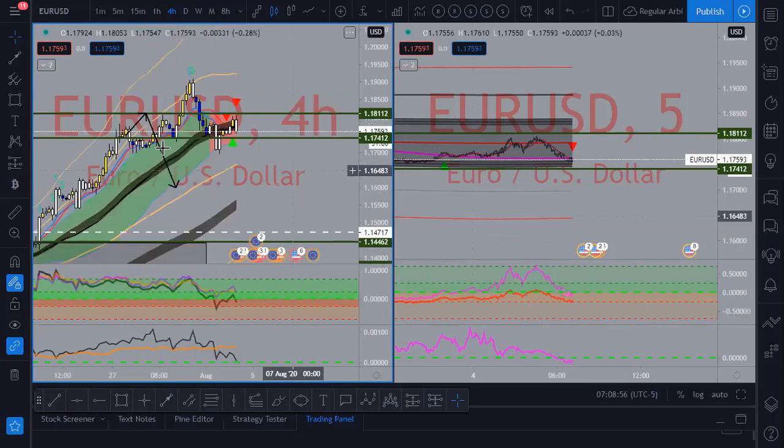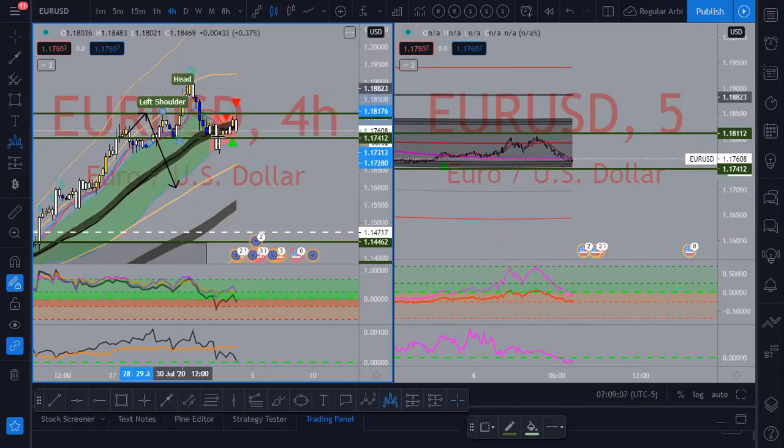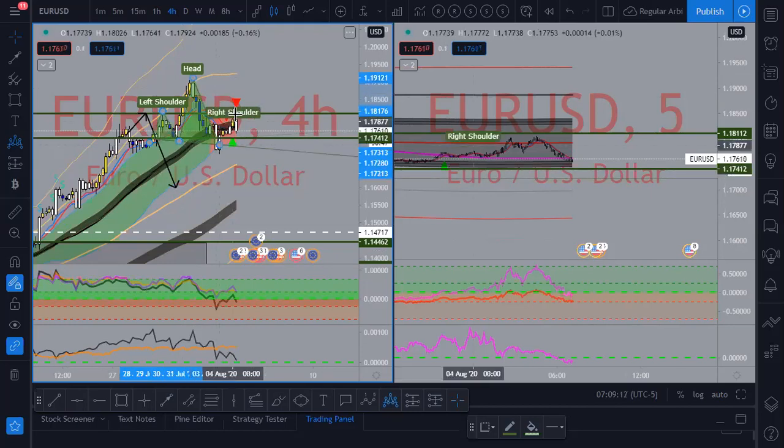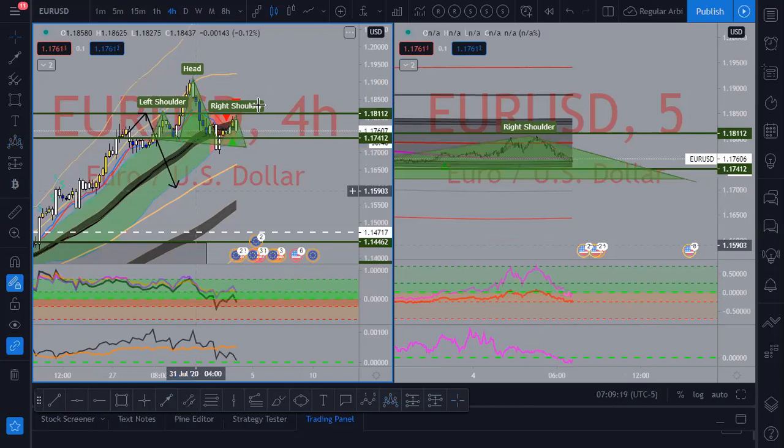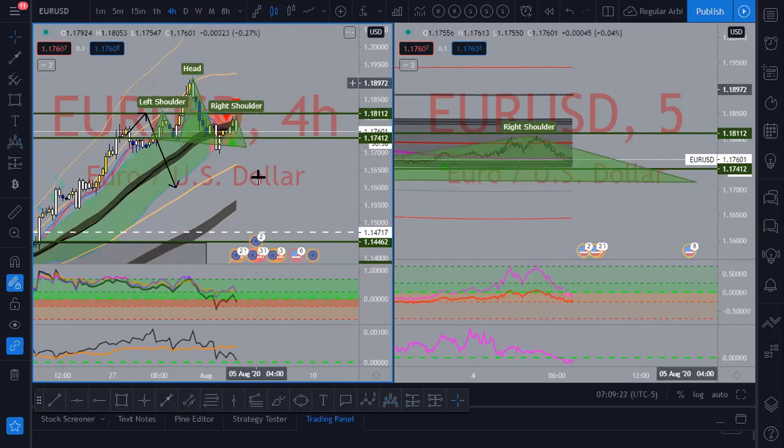Let me go ahead and get this right here. So we have the left shoulder, the head, right shoulder. This looks a little dingy, but hey, you guys get the point. So not even kind of, I definitely want to see this sell, actually very shortly.